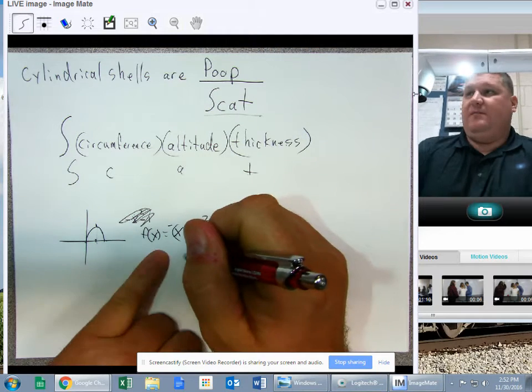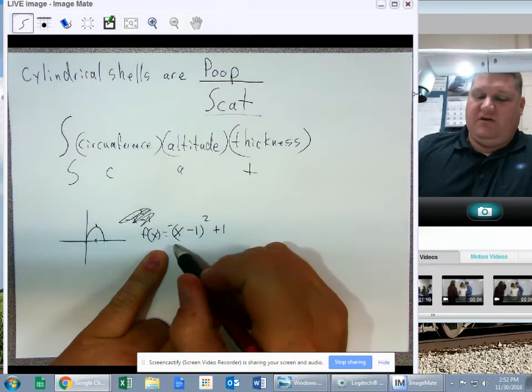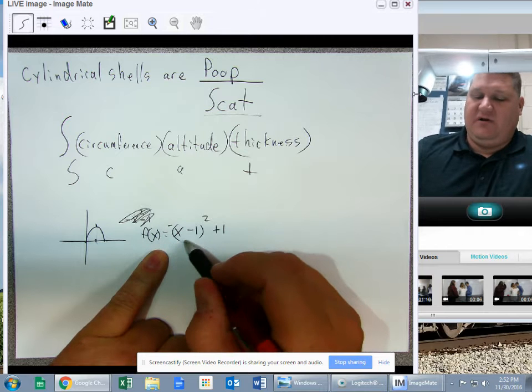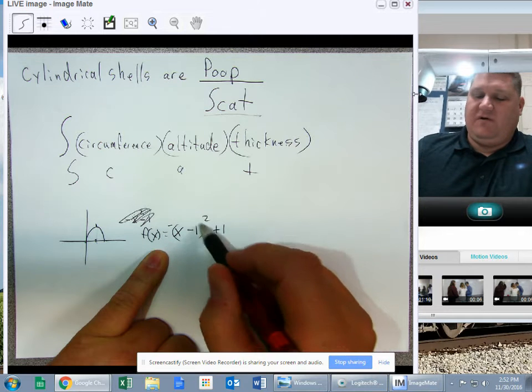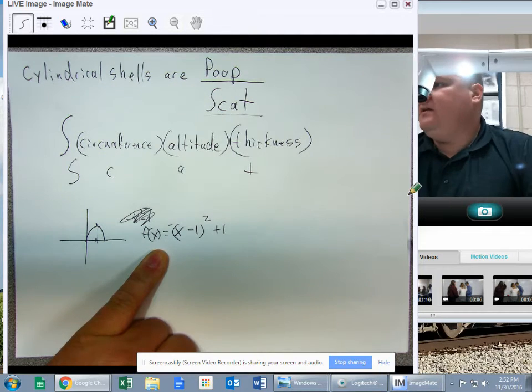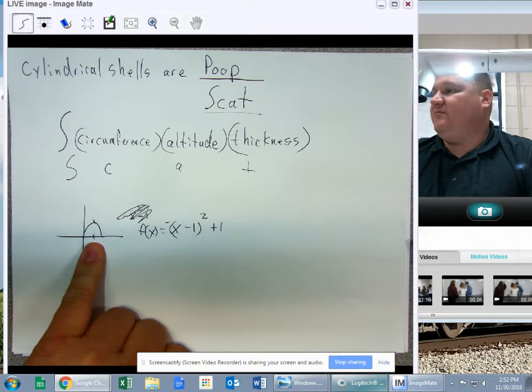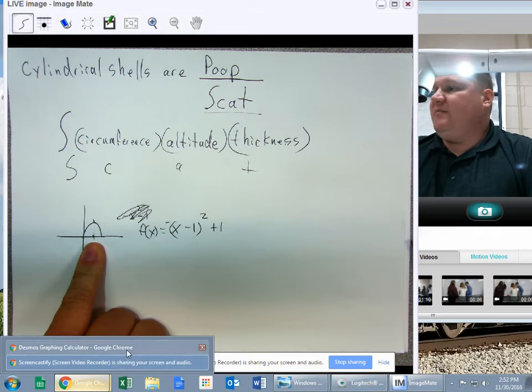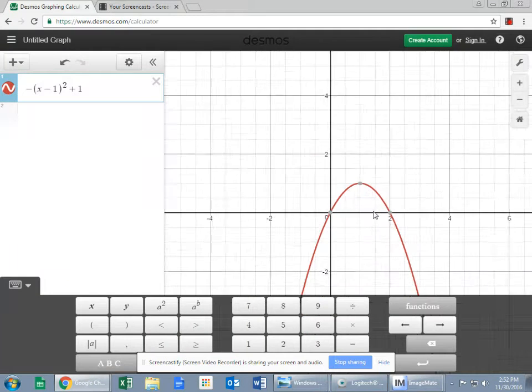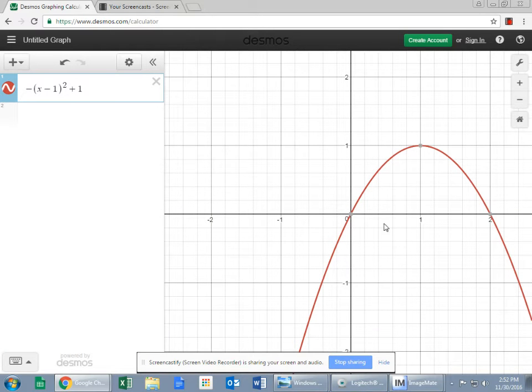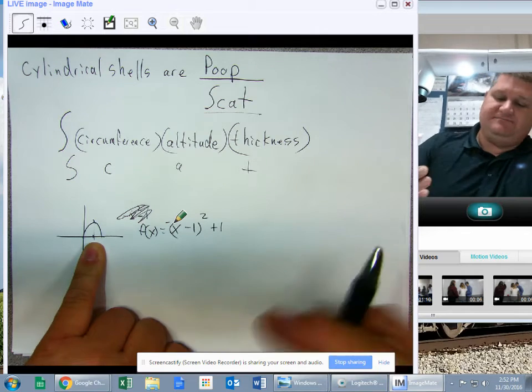Now, we're going to use an example here, an equation. The equation we're going to use is f of x equals negative (x minus 1) quantity squared, plus 1. Now, it looks like this if you graph it, but if you don't believe me, let's go over here to Desmos. There he is. Very nice. So if I want to flip this around the y-axis, I can. If I want to flip it around the x-axis, I can. So that's what we're going to be using. So close that and get back over here.